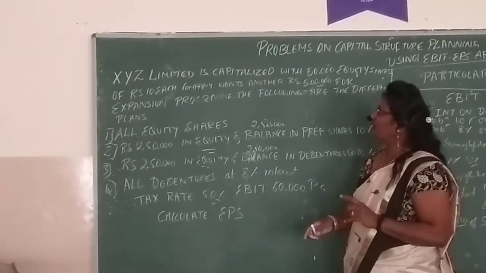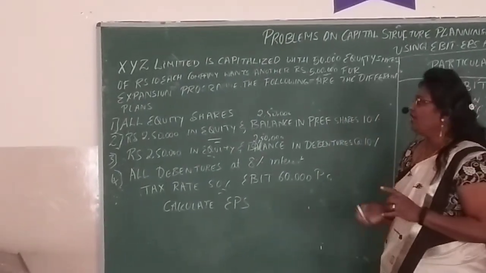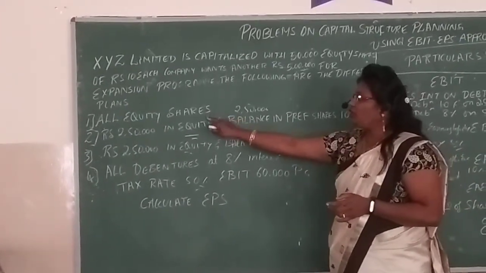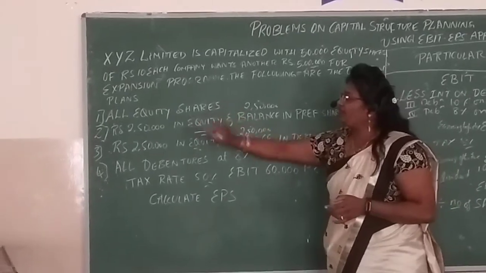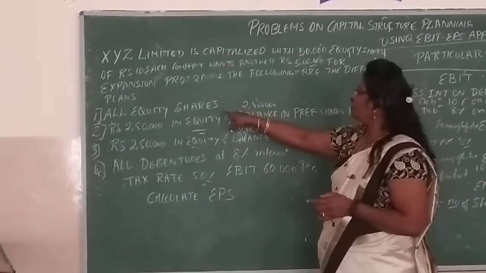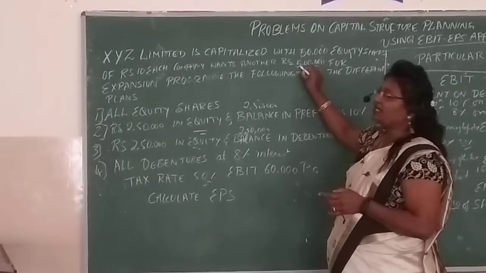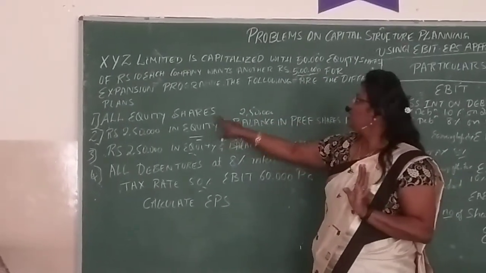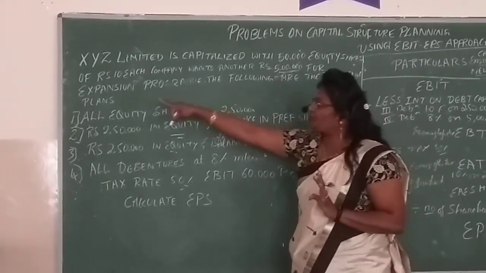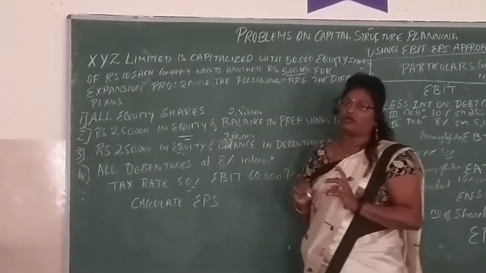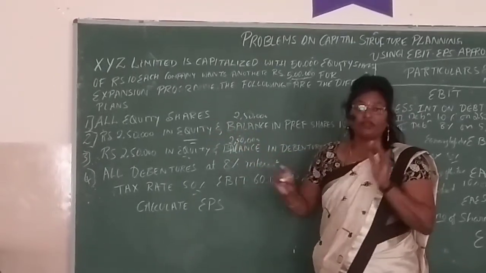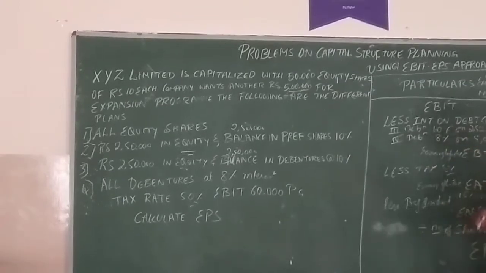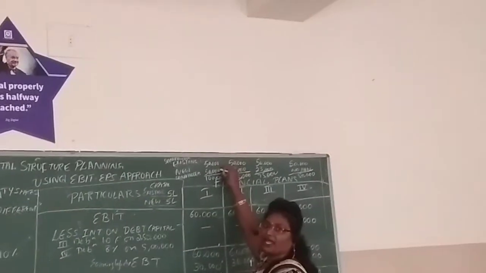The next step is we have to find out the new number of shareholders. When I have to find out the new shareholders, I have to see all the plans. Plan 1 is all equity shares. So 5 lakhs is the additional money I wanted, and plan 1 says all are equity shares only. So 5 lakh rupees divided by 10 rupees equity share, I get 50,000. So plan 1 has 50,000 additional shareholders. We had existing shareholders 50,000, and now additional shareholders is 50,000 in plan 1.